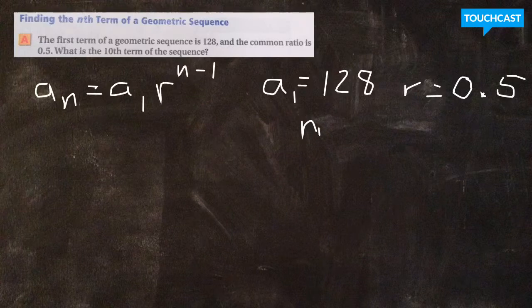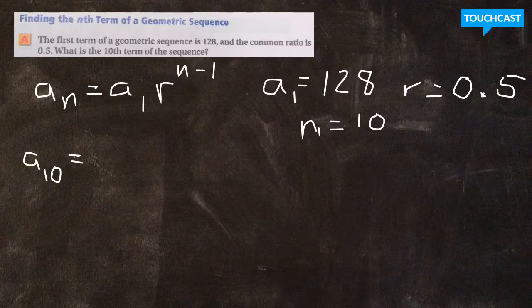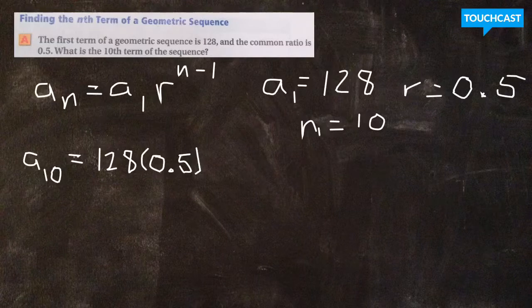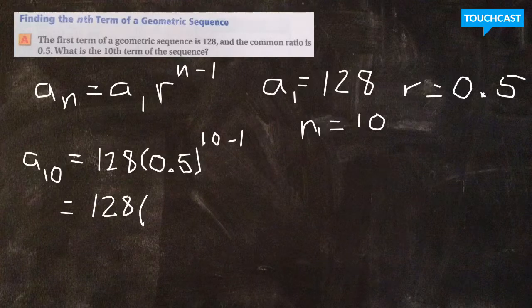So n is 10. So we're looking for a sub 10, which would equal 128 times 0.5 raised to the 10 minus 1, or 128 times 0.5 to the power of 9.